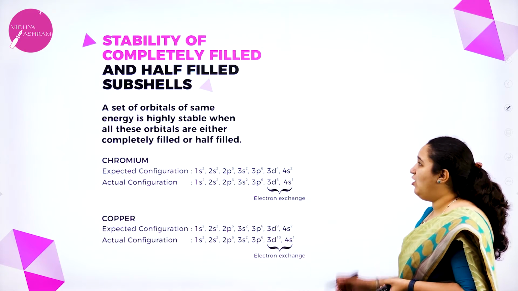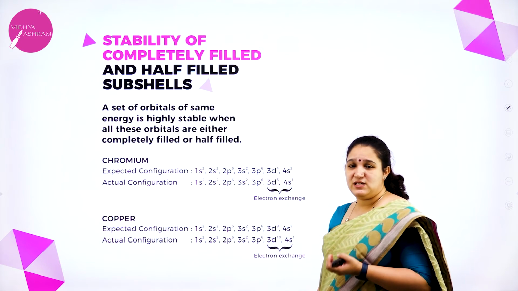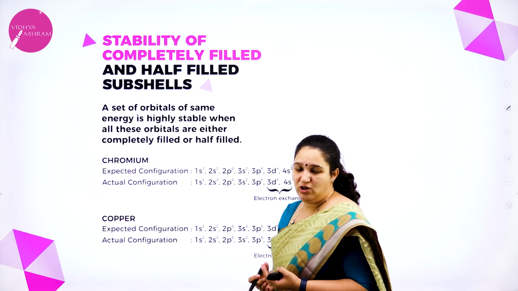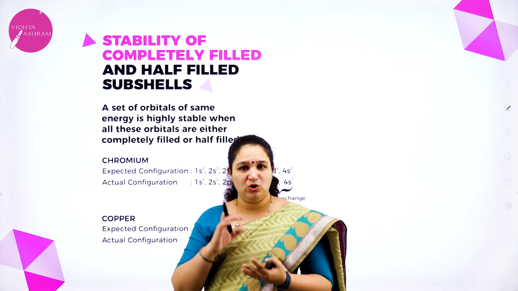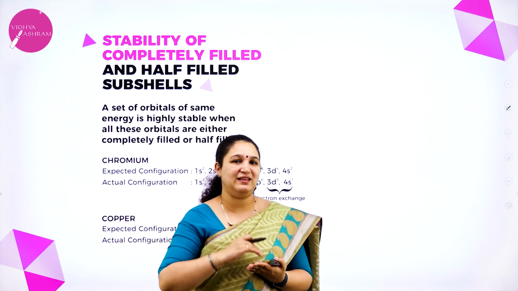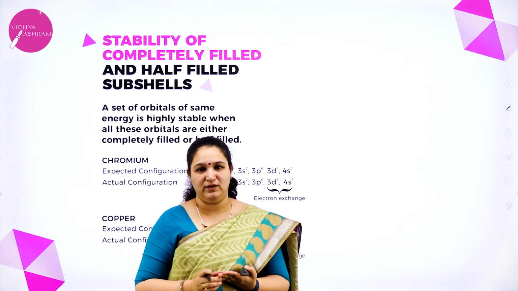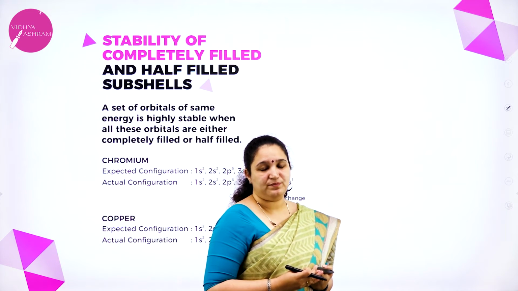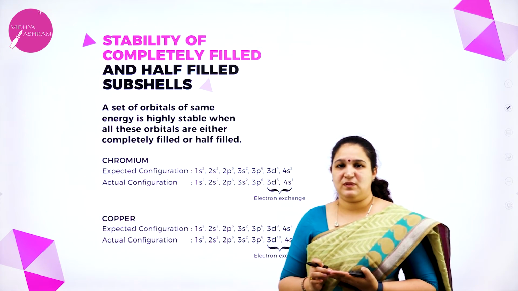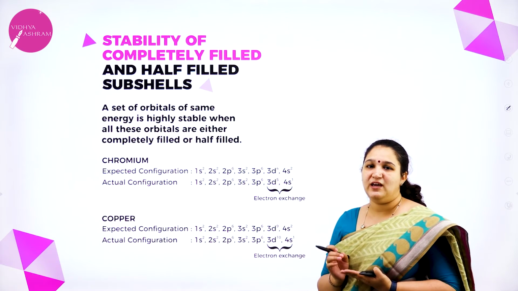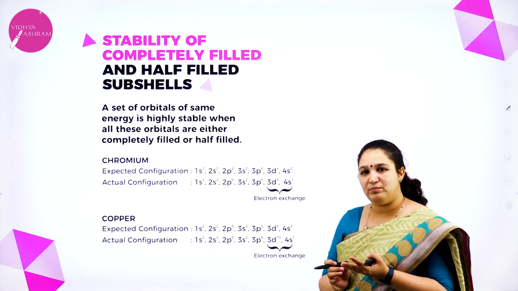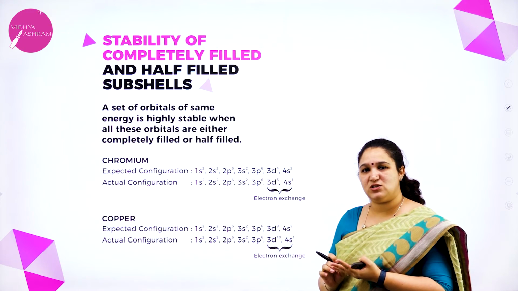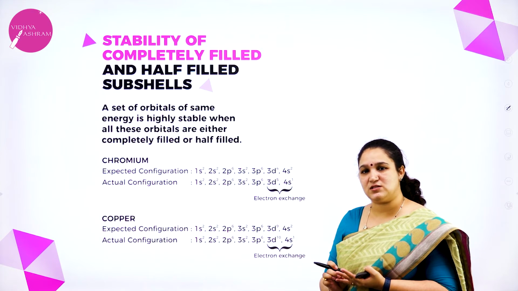Okay. Stability of completely filled and half filled subshell. Now what is the meaning of this? When we write the electronic configuration, I told you first the lower energy level has to be filled up, and then only we go to the higher energy level, or it has to be filled up in the increasing order of their energies. But in some cases, there are some exceptions in which the lower energy is not yet completely filled, but the higher energy level gets half filled orbitals, or it gets completely filled orbitals.